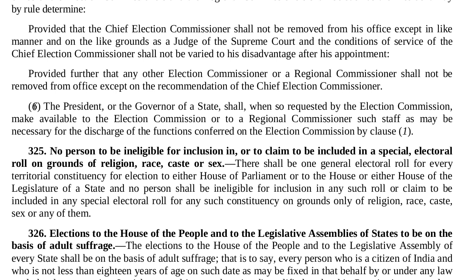6. The President or the Governor of a state shall, when so requested by the Election Commission, make available to the Election Commission or a Regional Commissioner such staff as may be necessary for the discharge of the functions conferred on the Election Commission by clause 1. Article 325. No person to be ineligible for inclusion in, or to claim to be included in, a special electoral roll on grounds of religion, race, caste or sex.